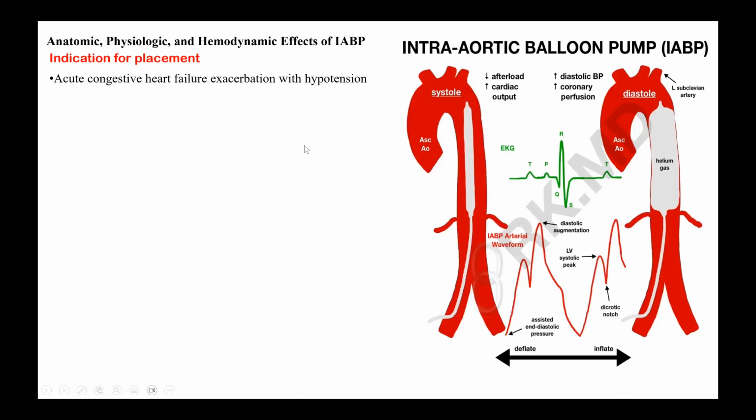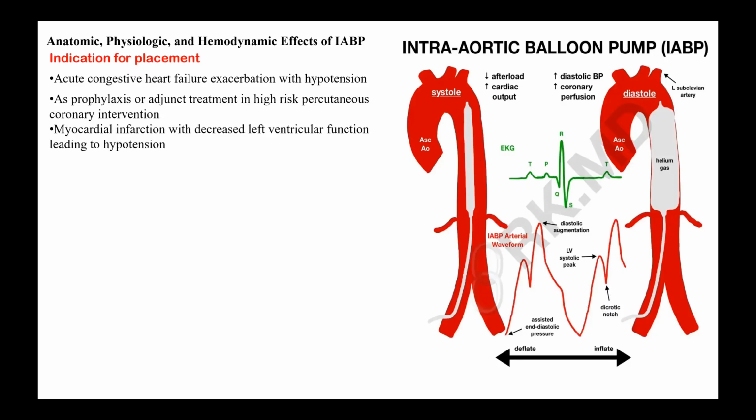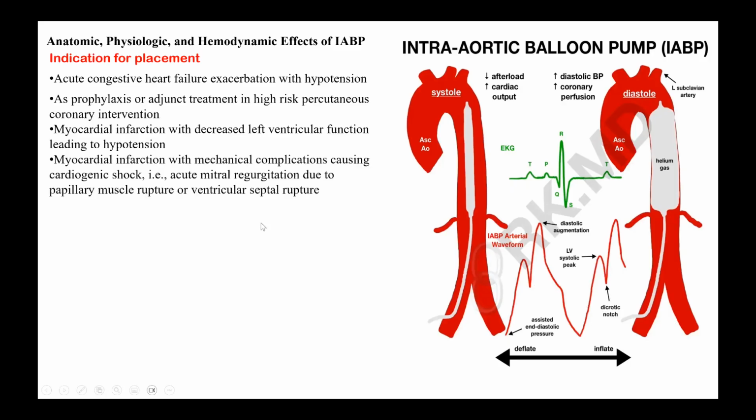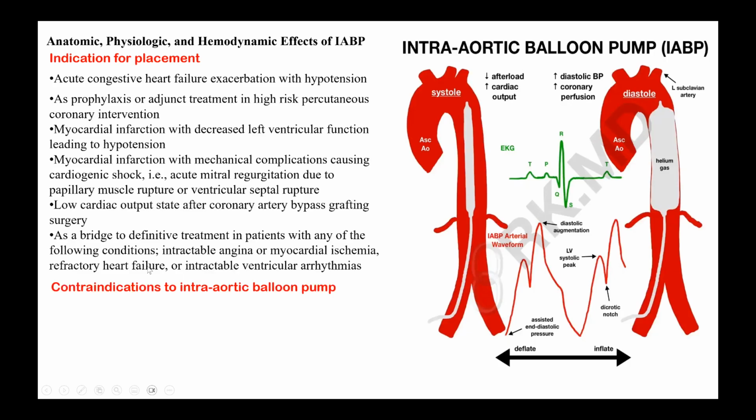So indications are acute congestive heart failure with hypotension, prophylaxis and adjunct treatment in high-risk coronary intervention, myocardial infarction with decreased left ventricular function. So all of them are to support. It is some sort of left ventricular assist device that you can call. And in low cardiac output state after coronary artery bypass graft, as a bridge to definitive treatment, following conditions where there is intractable angina or ischemia. So these are mostly to support the left ventricle and coronary perfusion. That is the simplest way to keep in mind all the conditions that are leading to that.